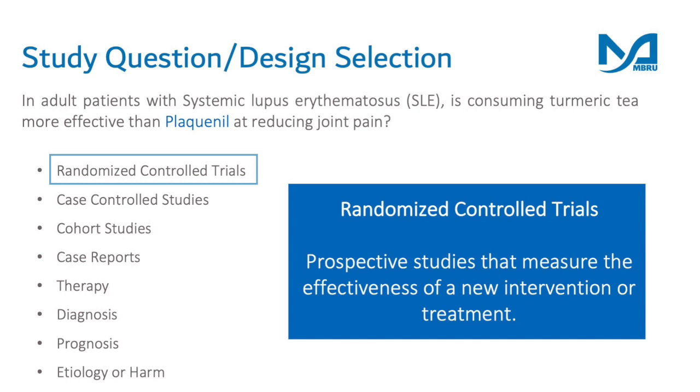Once the researcher has formulated and identified the PICO components, the researcher now needs to identify the nature and study design to answer the question. There are various types of study design, and it is important for the researcher to identify the most appropriate type of study design from the given list. Randomized controlled trials, case-controlled studies, cohort studies, case reports, therapy, diagnosis, prognosis, etiology, or harm.